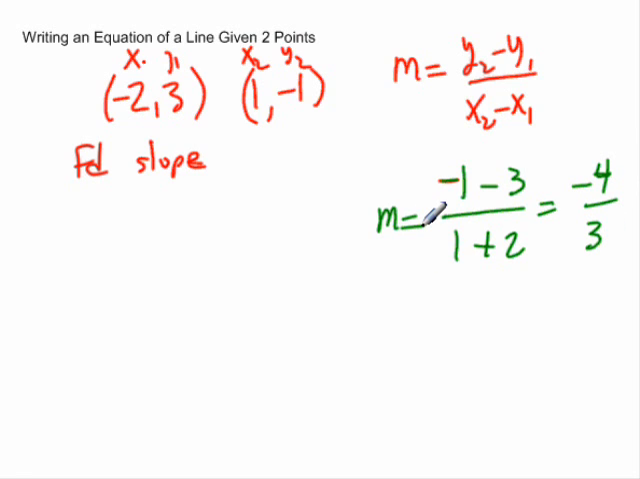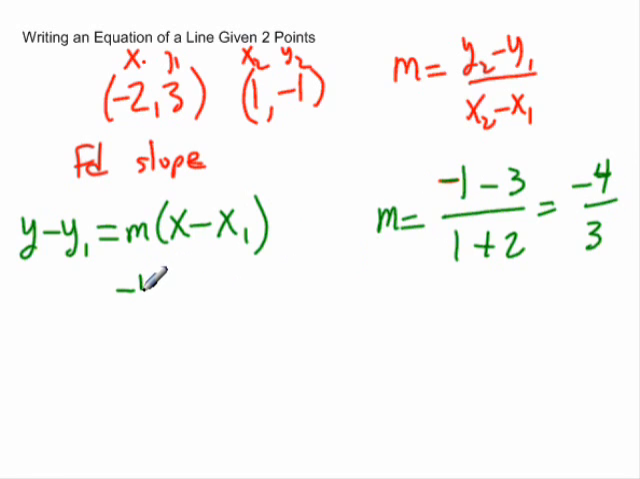Now, when we're writing the equation, it does not matter which point we use. We can use either point, but we must use our point slope formula. So, plugging in our slope, we have y minus 3 equals negative 4 over 3 times x minus, well, I'm going to use the first point, so it's x minus a negative 2. Now that's the equation in point slope. If our directions asked us to put it in slope-intercept form or standard, we would then need to solve.